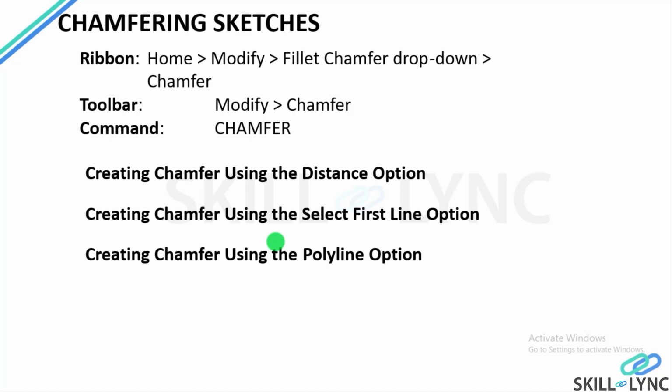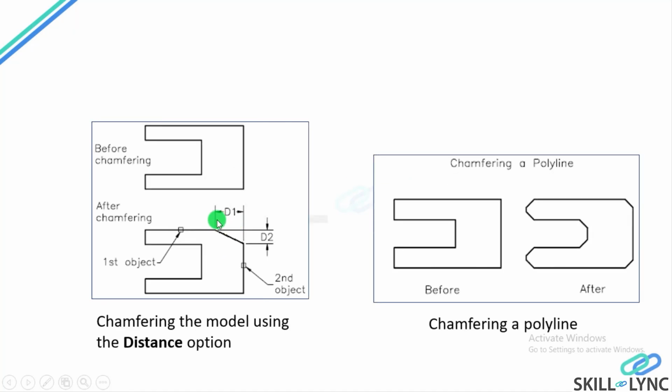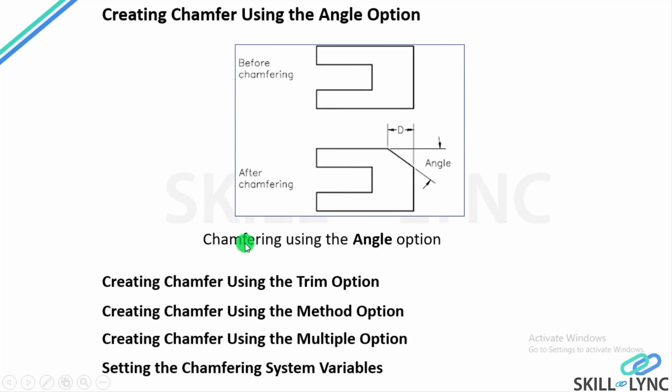Now chamfering has two modes: one is the distance mode and one is the angle mode. We will discuss how the chamfer works. You can see that you have two lines, and you have to give distance 1 and distance 2. The line is chamfered. Similarly, there is a polyline option over here, and we can discuss how it works.